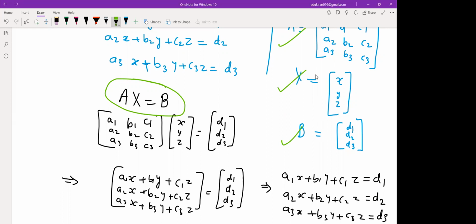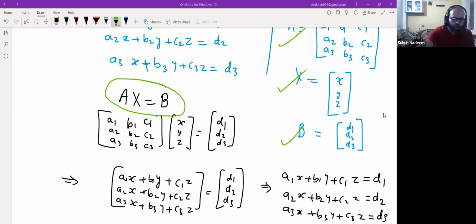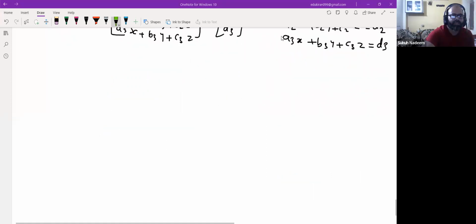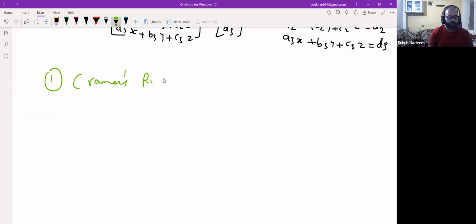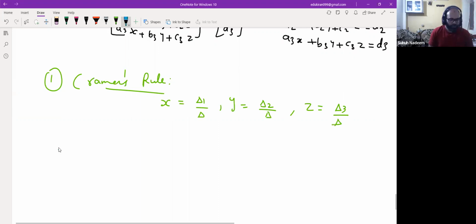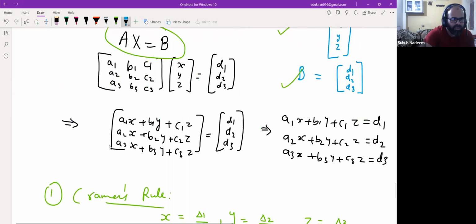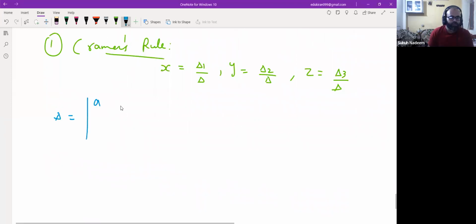Okay. Now if it is asked how to find x, y, z, there are two ways. The first way is Cramer's rule, which is more common. Cramer's rule says that x will be delta 1 by delta, y will be delta 2 by delta, and z will be delta 3 by delta. First, delta is the coefficient determinant: a1, b1, c1, a2, b2, c2, a3, b3, c3.